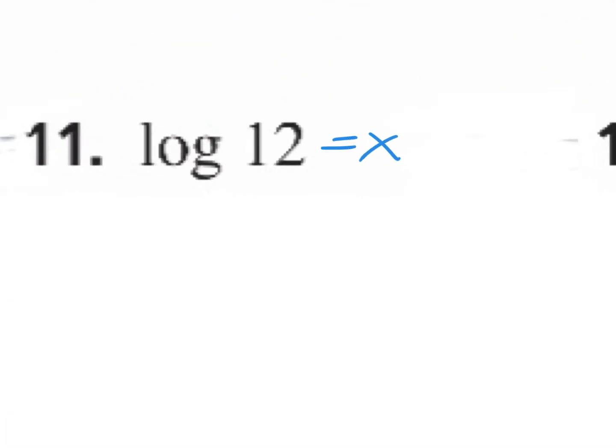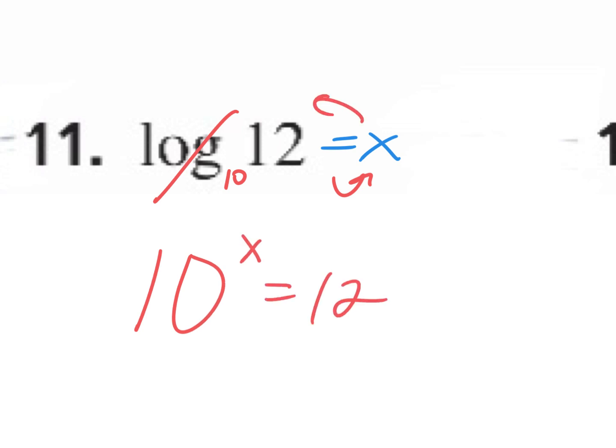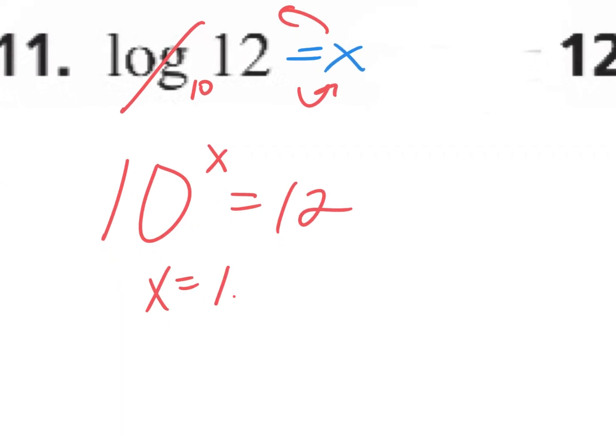All right, so here, what's the little number that I don't see? 10. Okay, so I'm going to go ahead, cross off log, put a big 10, and then these 2 switch spots. Okay, 10 to what power gives me 12? Anybody? Can we do this one in our head? So hit log 12. Tell me what you get. 1.079. Okay.